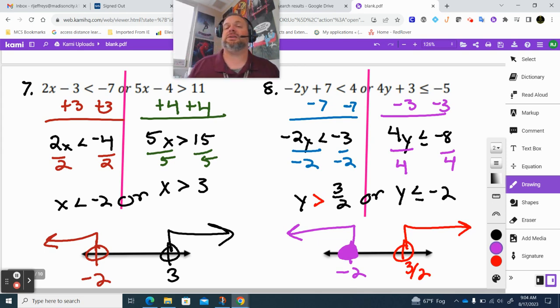And what are y'all about to work on? What's on the back of this handout? Practice problems. Whoop whoop.